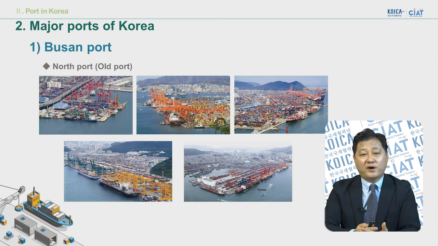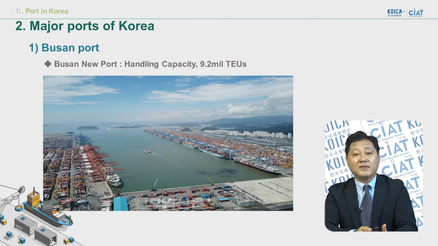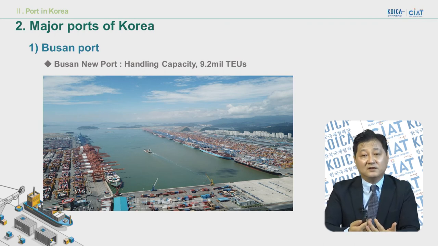The Korea Express Terminal has five berths. This terminal is the biggest container terminal in the Busan Old Port, which has plans to expand its berth length to accommodate ultra-large container carriers. Busan New Port opened in 2006 and handled approximately 80% of Busan Port's throughput. The New Port is still under construction and is scheduled to be completed by 2030.